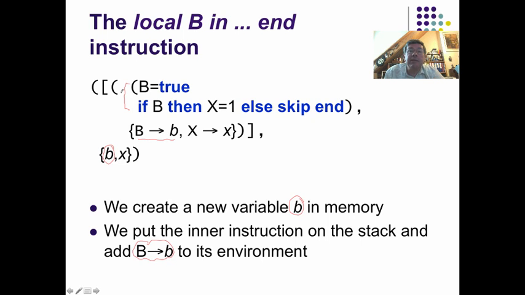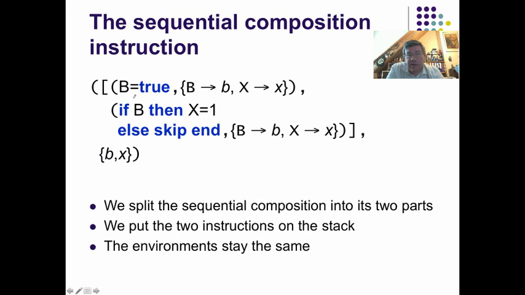Now the third step is a little bit subtle because there exists now one instruction on the semantic stack, but this one instruction has two instructions inside it. It's called the sequential composition. So what happens is we take this one instruction off the stack, the sequential composition, and we look at the two instructions which are inside, and we split the sequential composition into its two parts, and we put them both on the semantic stack. So the semantic stack now has two elements. The environments for both of these instructions are the same. They have not changed. So now we have two instructions on the semantic stack.